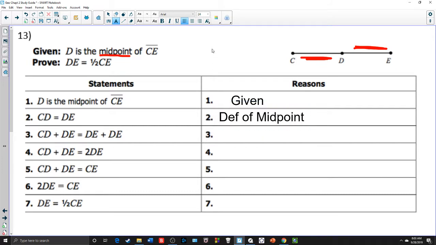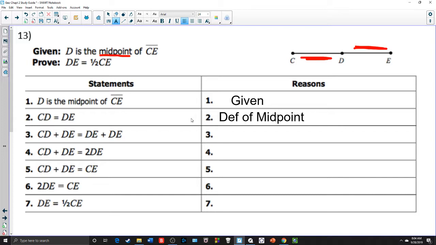because that's what a midpoint does. That's the purpose of it, is to cut a segment in half, so that your first half is equal to your second half. So we say definition of a midpoint. And again, if you're given that something is a midpoint, you're probably going to use definition of midpoint pretty early on in your proof.